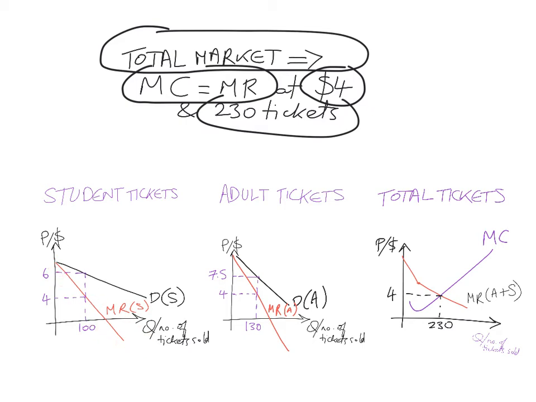So at $4 at both, there would be about 130 adult tickets sold, and if you go up to the demand curve, you can charge them $7.50. And at $4, if you intersect the marginal revenue curve for students, you would sell 100 tickets, and you go up to the demand curve and you see that the price is $6.